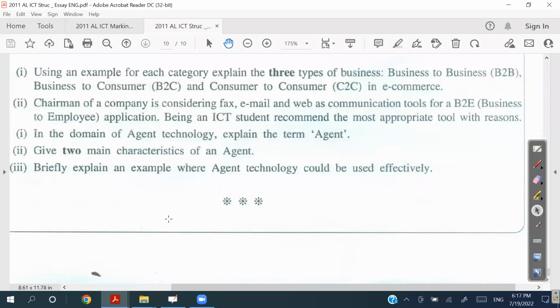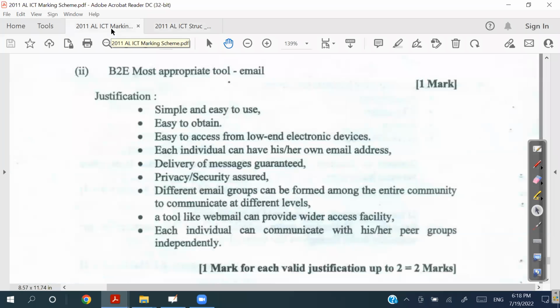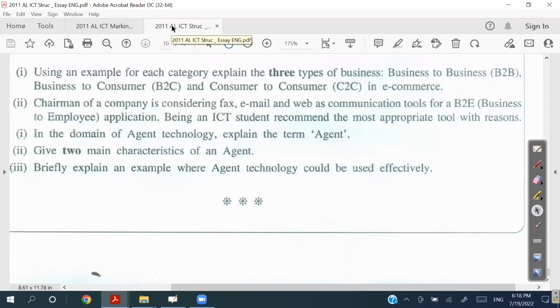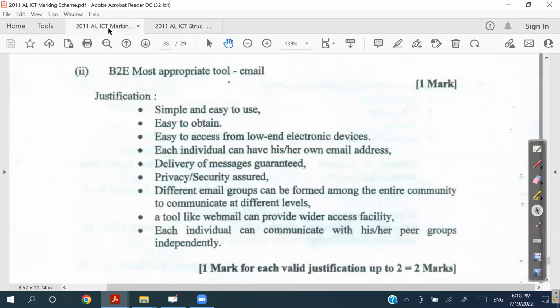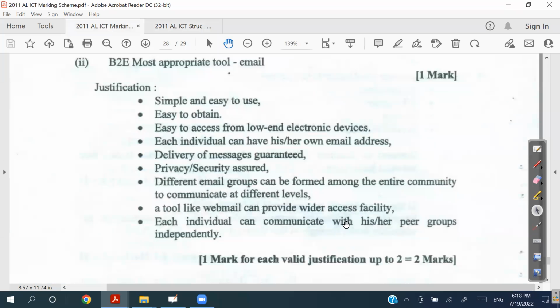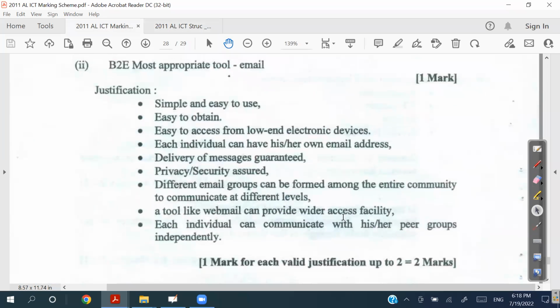So definitely the email, because it is low cost, easy to set up, can do it within the given network, right? And can send to many different people with the attachments and all these things. So there are many reasons for choosing an email over the other things that they have said, fax and the web, right? So the most appropriate and the easiest way is the email. So justifications are as follows.